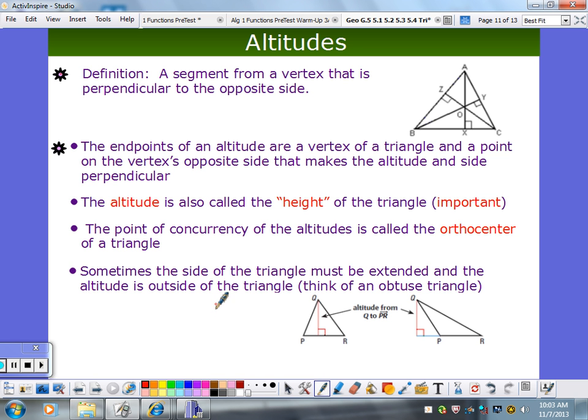Outside the line. So if you have a triangle that looks like this, and I want the altitude, the height from this vertex, you have to drop a perpendicular. And sometimes that perpendicular will be outside the triangle. These things will also meet up in a center called an orthocenter. And that's what we know about them.